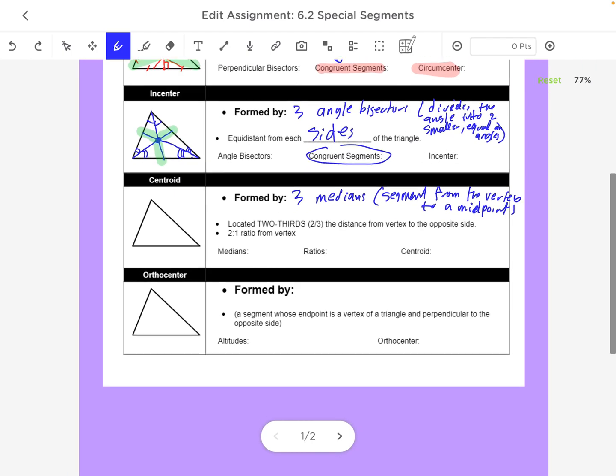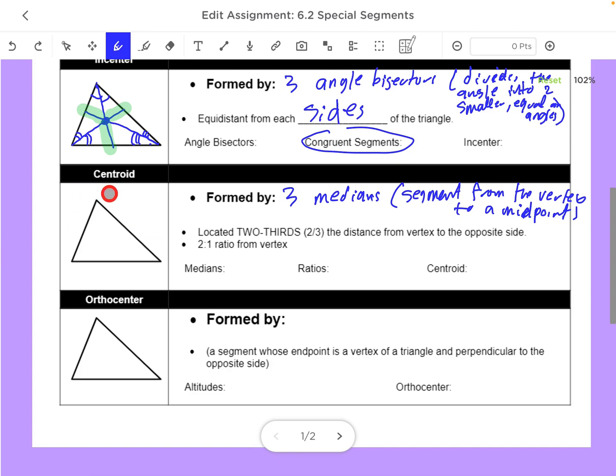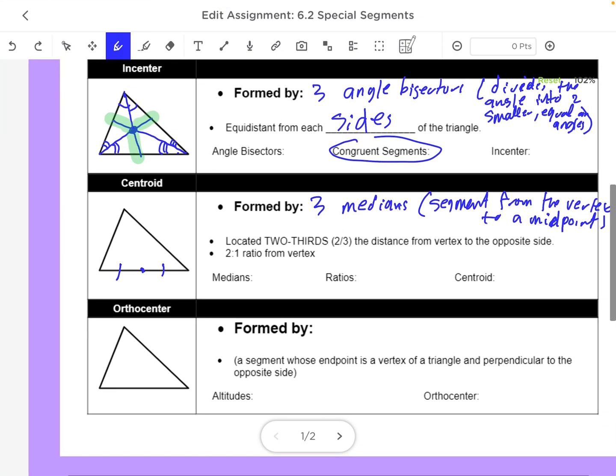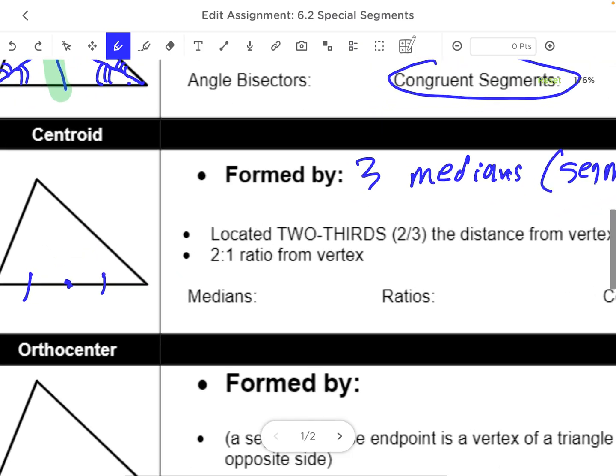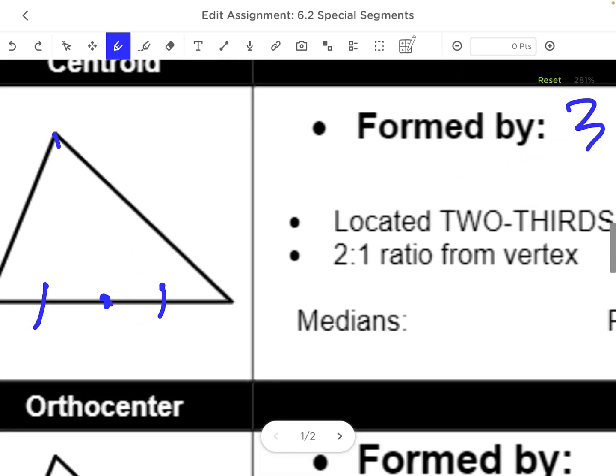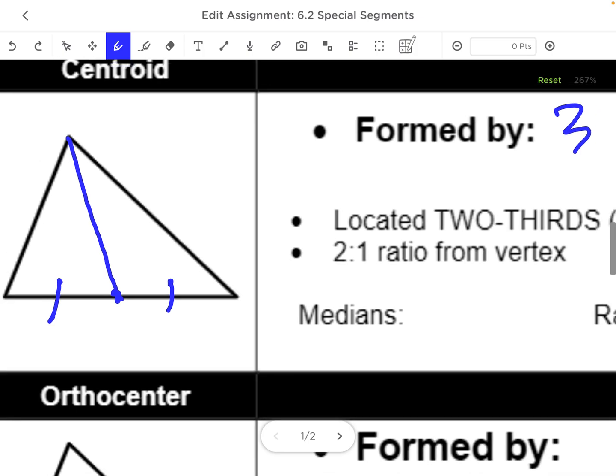Okay, so from the vertex to the midpoint. Let's look at the vertex, right? That's one, that's the second, that's the third. So vertex to the midpoint means the middle. So the middle of this and this would look like right about there. I'm going to label it like that and that. That shows it's the middle, right? And then let's go from that vertex to there. Okay, so that's our first one.